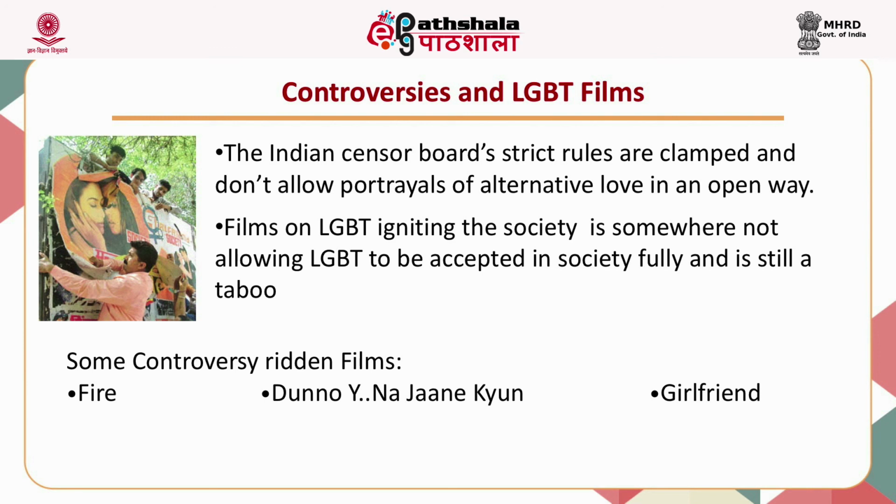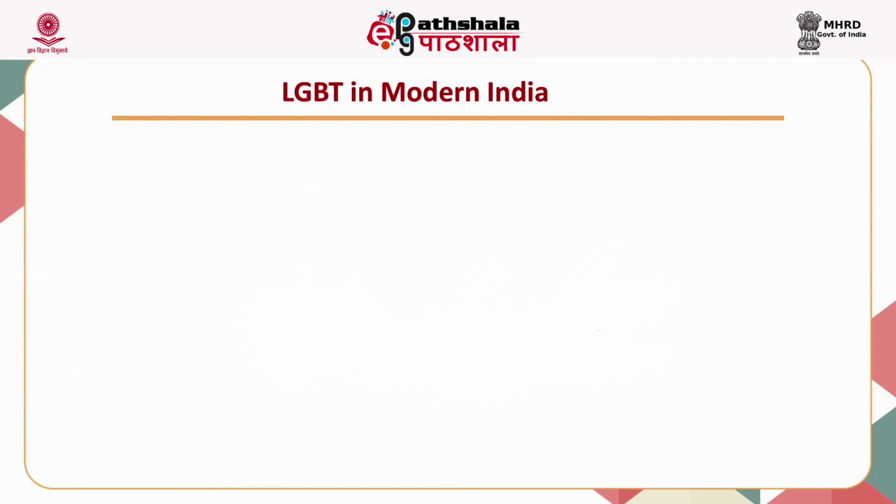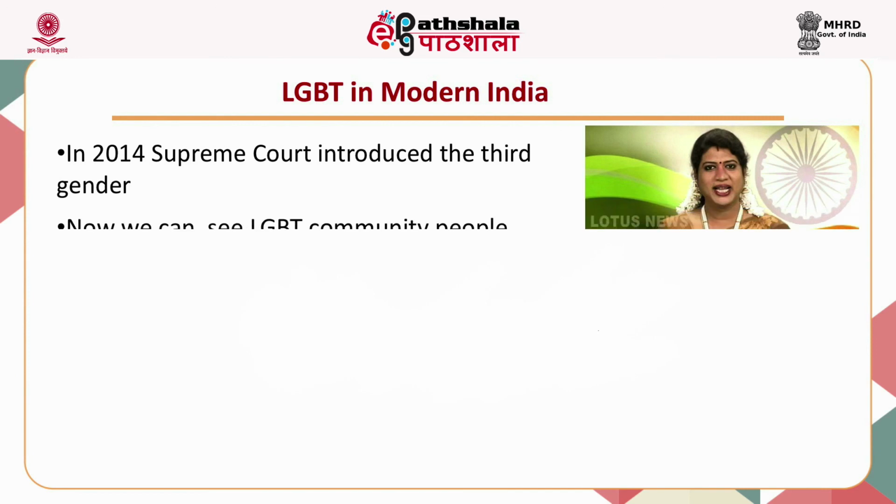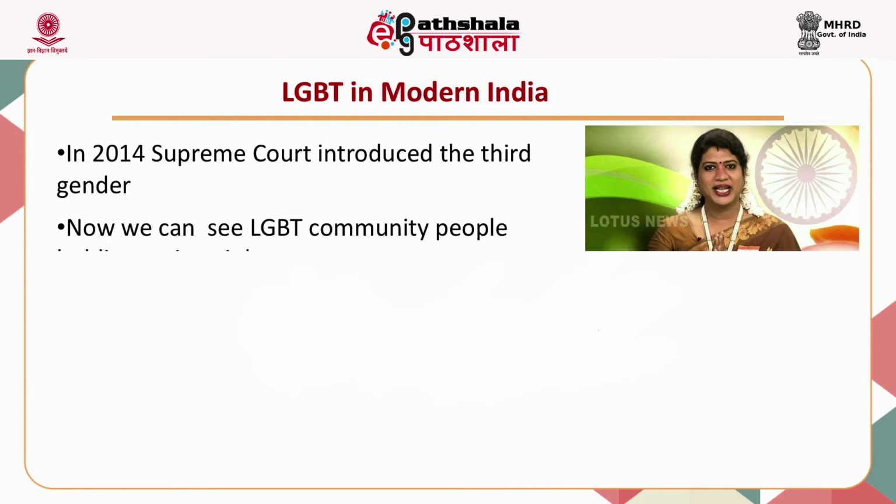LGBT in modern India. Till now, we have studied LGBT's depictions in cinema and controversies related to it. Now, in the last section, we will see how India is changing and homosexuality, which is still implicit in society, is moving towards becoming explicit. After a number of movements and different protests in 2014, the Supreme Court introduced the third gender, which was a benchmark decision. After this decision, the acceptance of LGBT in society increased, and now we can see the transgenders in various places in good jobs.